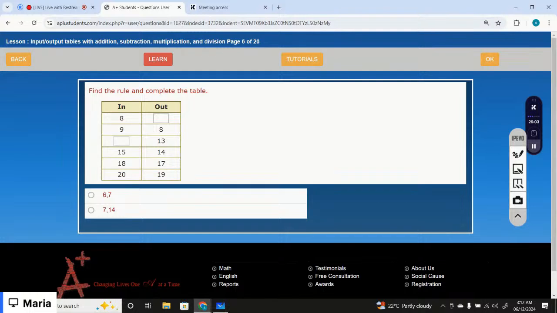Find the rule and complete the table. So which is the correct option? You have to subtract 1 from each input value to get the output value, right? So that is 7 and 14. Very good. Option number 2 is the correct option.